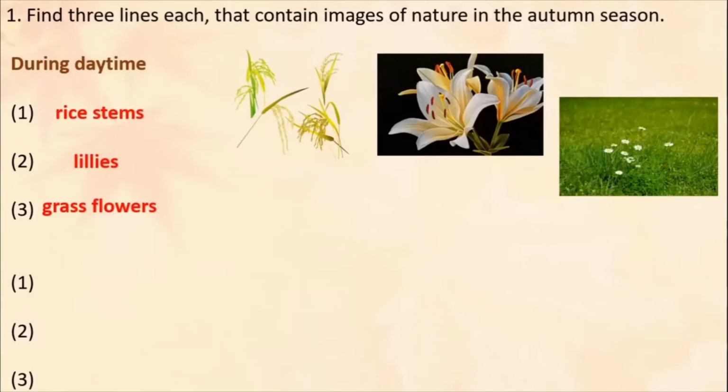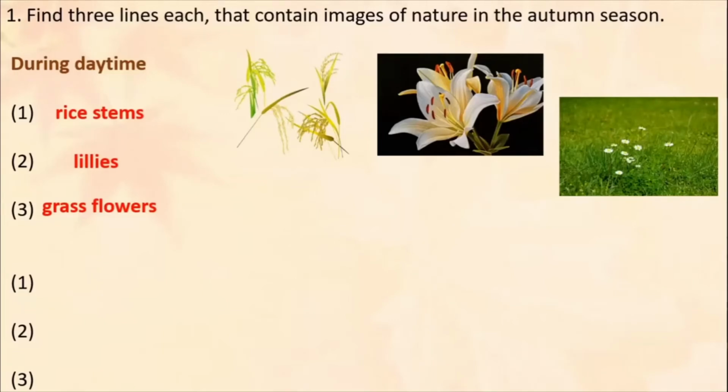Now children, don't we see all these things at night? Of course you can see them. You can go to a field, you can turn on your torch and you can see rice stems. You can go to a garden and if there is light there, you can see lilies. You can also see grass with artificial lighting, but you'll be able to see this clearly during daytime. That is why you're associating these images with daytime.